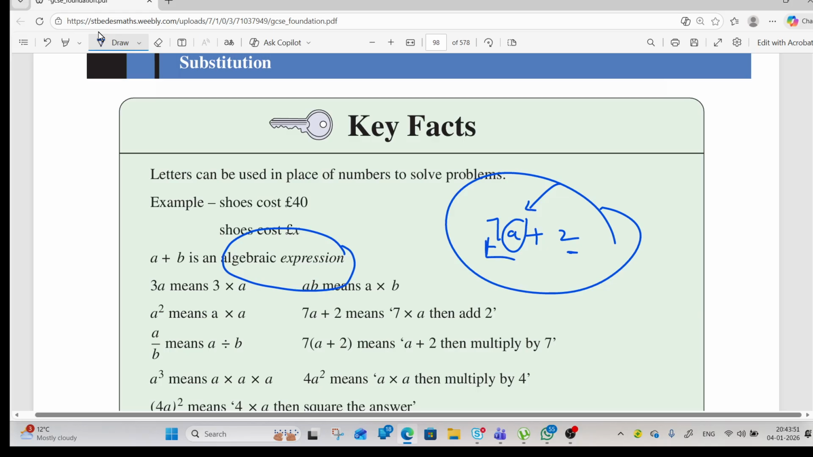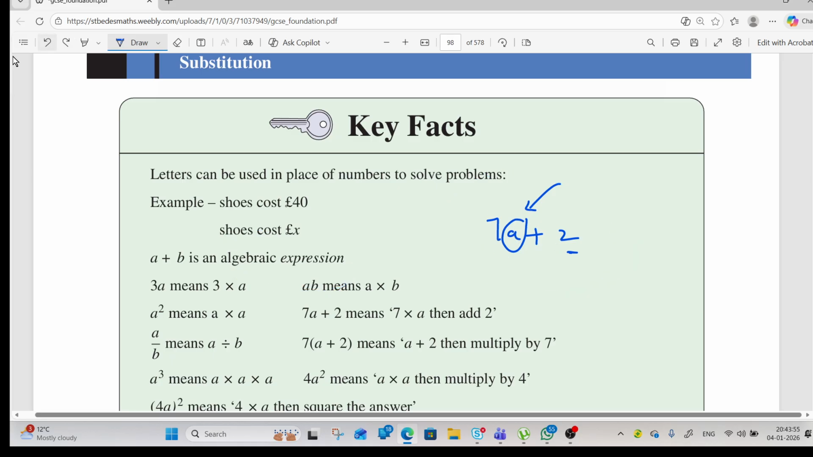Like we have 7a plus 2, so the operation between 7a and 2 is addition, right? So this is an algebraic expression. For example, if I write 3 plus a, this is also an algebraic expression, right?